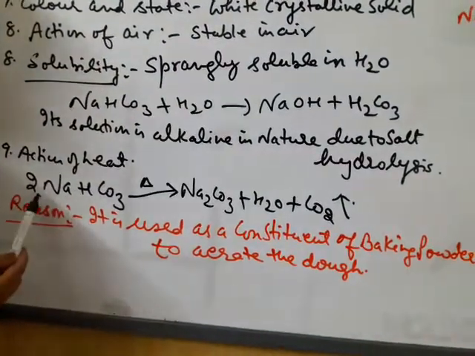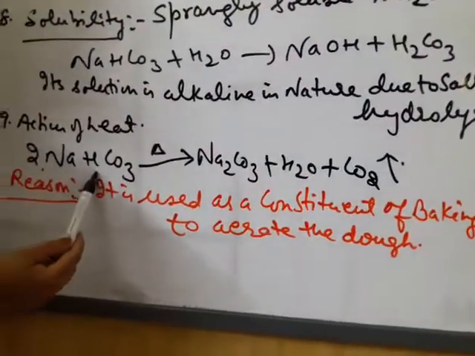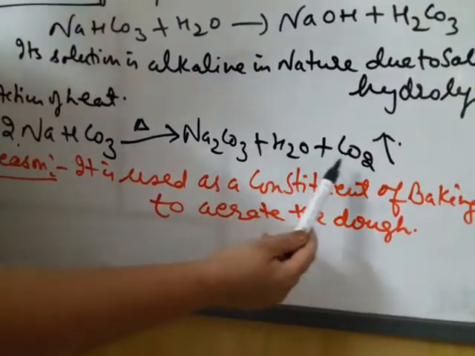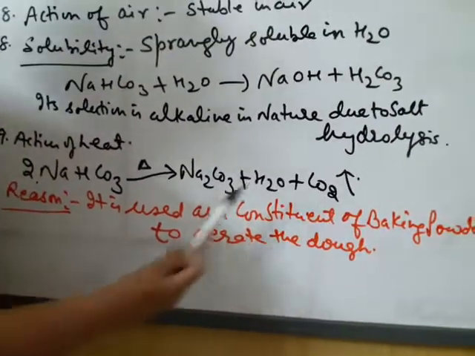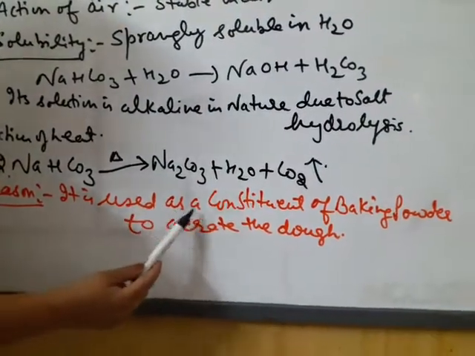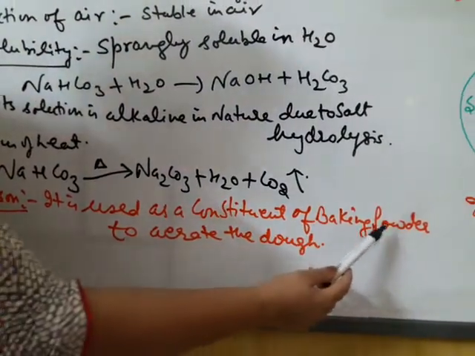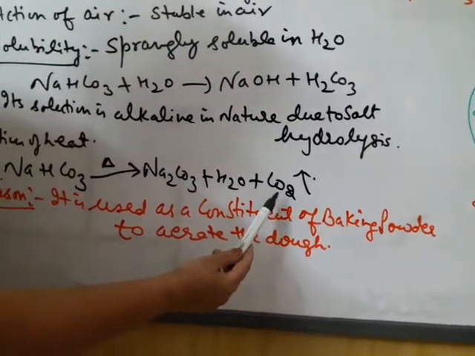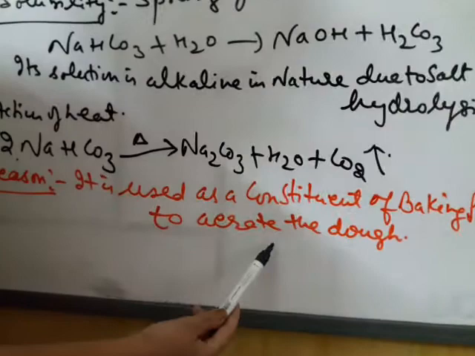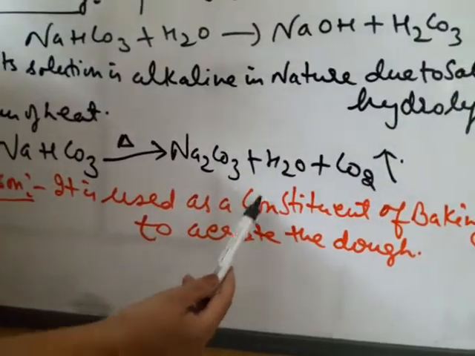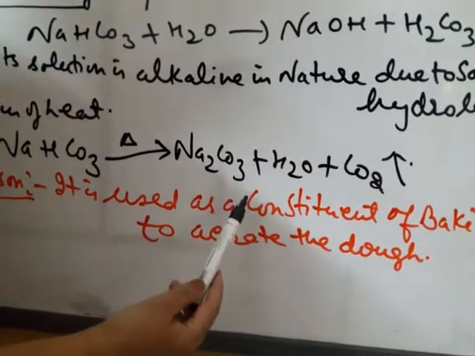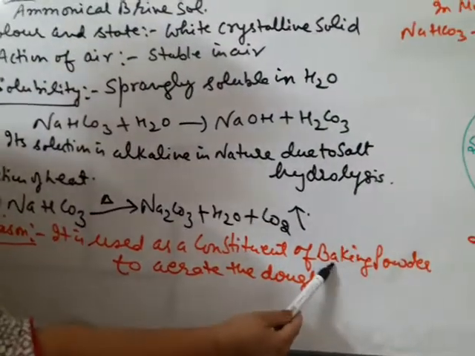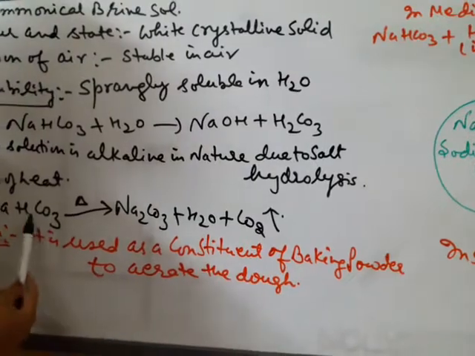Action of heat: when we heat baking soda, it gives Na2CO3, water and carbon dioxide gas. Now it is used as a constituent of baking powder to aerate the dough. This carbon dioxide gas makes the pastries or bread or cake fluffy and spongy because we add baking powder which contains baking soda.